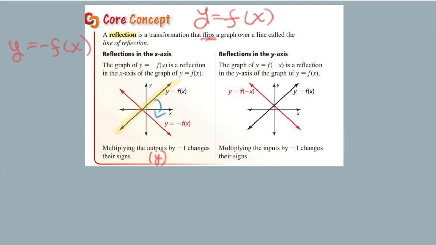When we're reflecting in the y-axis, you're doing what? You're multiplying inputs. And who are our inputs? Our x. By negative 1 and changes their signs. Here we have the graph of y equals f of negative x. Correct. So this is all related to here and here. It's a transformation. And which way are we going? This way. Correct. We're jumping over y.